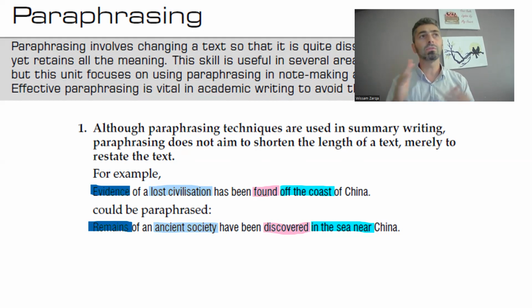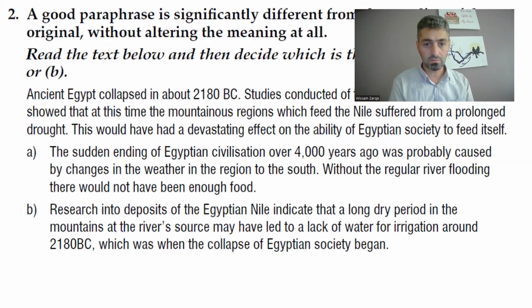Some people think you only need to use synonyms. Yes, this is one technique. Like the example here: evidence of a lost civilization has been found off the coast of China. We can paraphrase it in a different way and say remains instead of evidence, an ancient society instead of lost civilization, have been discovered instead of found, in the near sea instead of the coast. So this is synonyms. We are using synonyms, but is it the only way? No, it's not. So we have different ways.